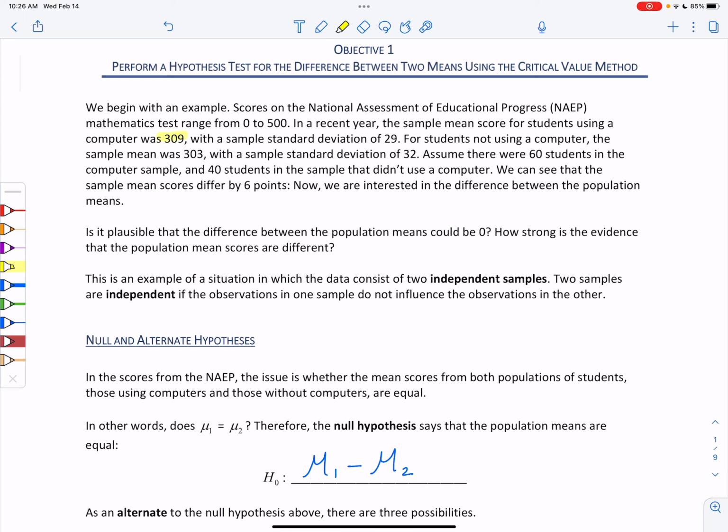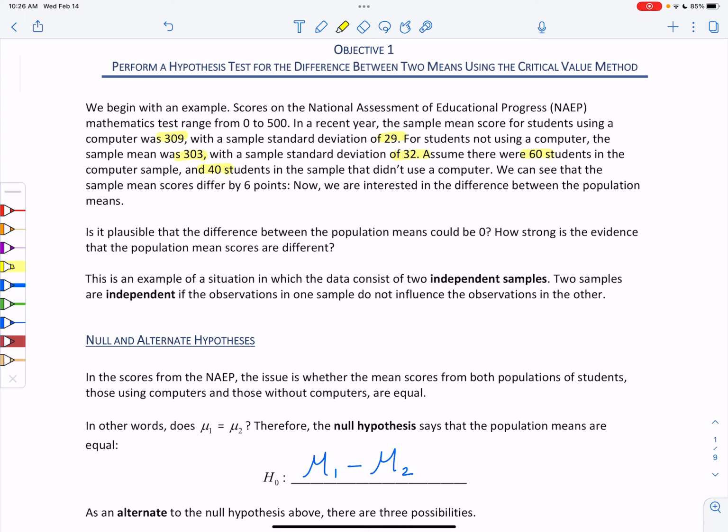Mean is 309, standard deviation is 29. The other group, we have students not using a computer. Mean is 303, standard deviation is 32. For the students that use a computer, we have a sample size of 60, and for the students that don't, we have a sample size of 40.